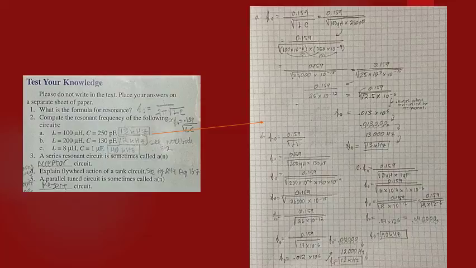3. A series resonant circuit is sometimes called a or an acceptor circuit. 4. Explain the flywheel action of a tank circuit.